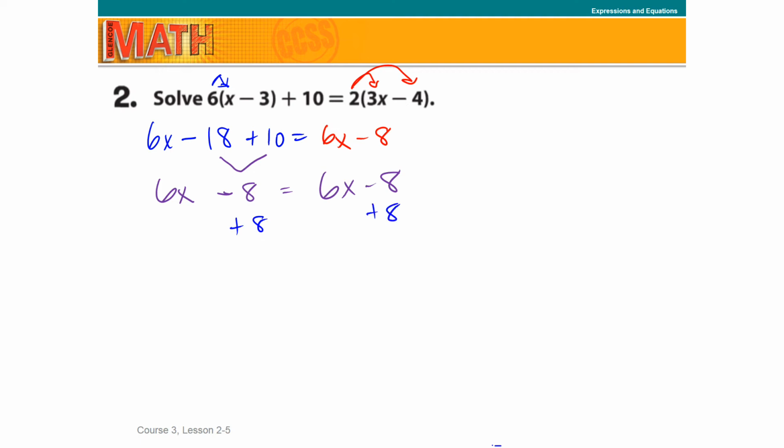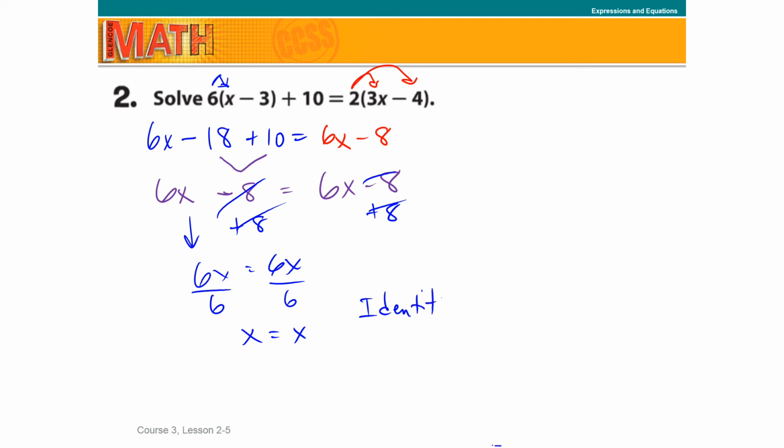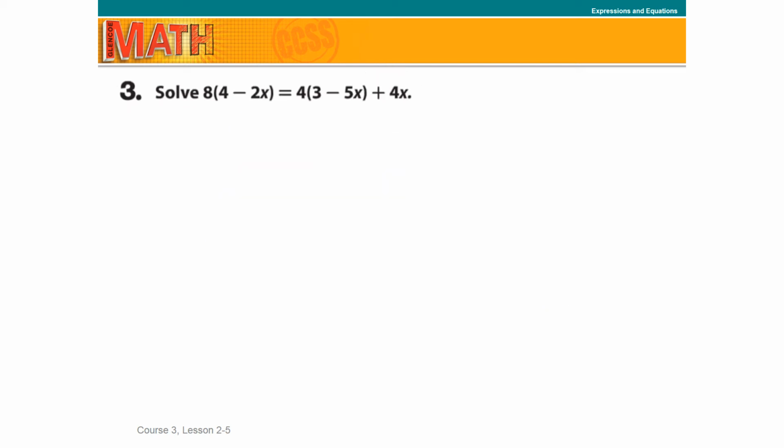Let's add 8 to both sides. That eliminates the 8's. So I'm bringing down the 6x equals 6x. If we were following our protocol to isolate for the variable, we would divide by 6 and we get x equals x. And when you get that, that's called an identity. And an identity means all numbers is our answer.